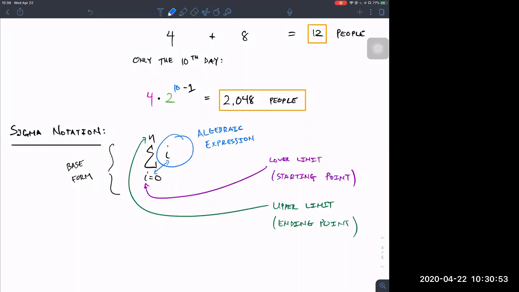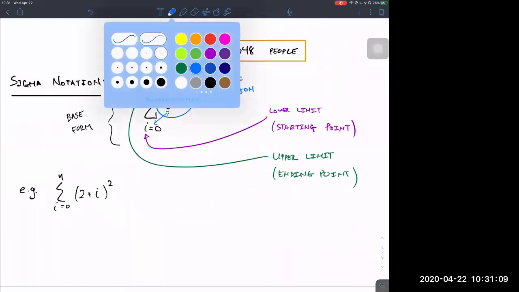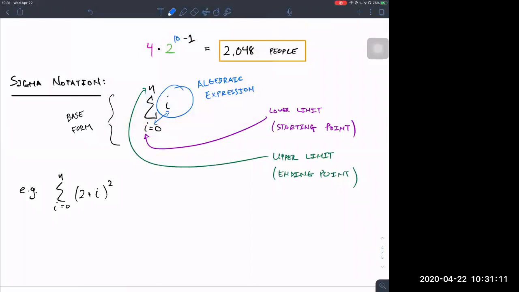So examples of that are something like this. E.g., i equals 0 to n, and then maybe have something like 2 plus i squared, right? This i is an index, and it tells you, hey, plug me into your algebraic expression, whatever it may be, whatever number matches the index, right? So if it's at 0, you plug in a 0. If it's at 1, you plug in a 1. If it's at 2, you plug in a 2, 3, plug in a 3, so on and so forth, right? If it's at 1,000,000, you plug in 1,000,000.